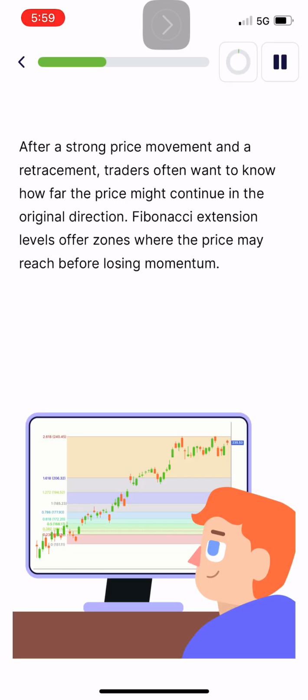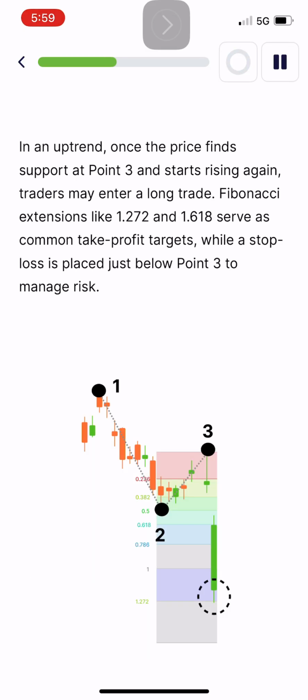After a strong price movement and a retracement, traders often want to know how far the price might continue in the original direction. Fibonacci extension levels offer zones where the price may reach before losing momentum. In an uptrend, once the price finds support at point 3 and starts rising again, traders may enter a long trade. Fibonacci extensions like 1.272 and 1.618 serve as common take-profit targets, while a stop-loss is placed just below point 3 to manage risk.